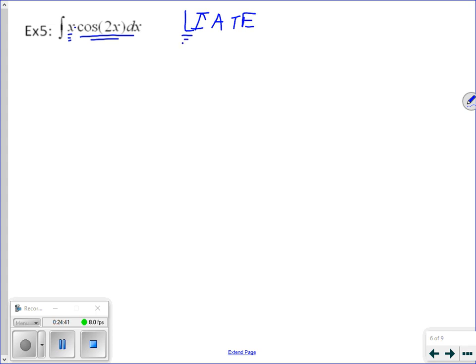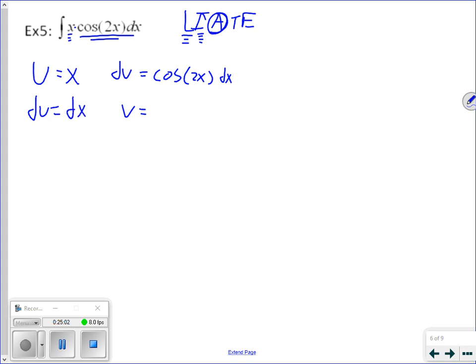Okay? We don't have a log. We don't have an inverse trig. We have a regular trig. But we do have an algebraic expression. Okay. So I'm going to let u be x, meaning dv is going to be cosine of 2x dx. So we got to find du, and we got to find v. Well, the derivative of x is 1 dx.